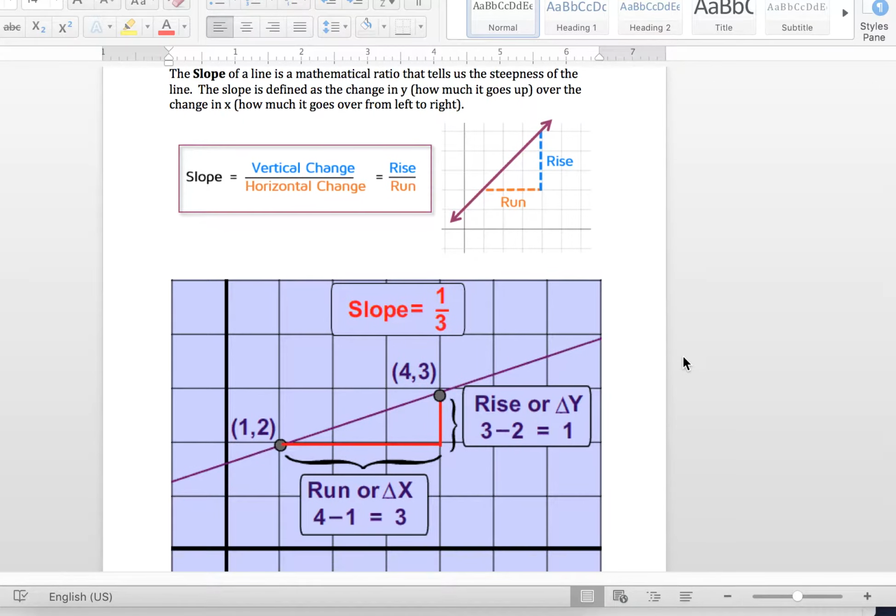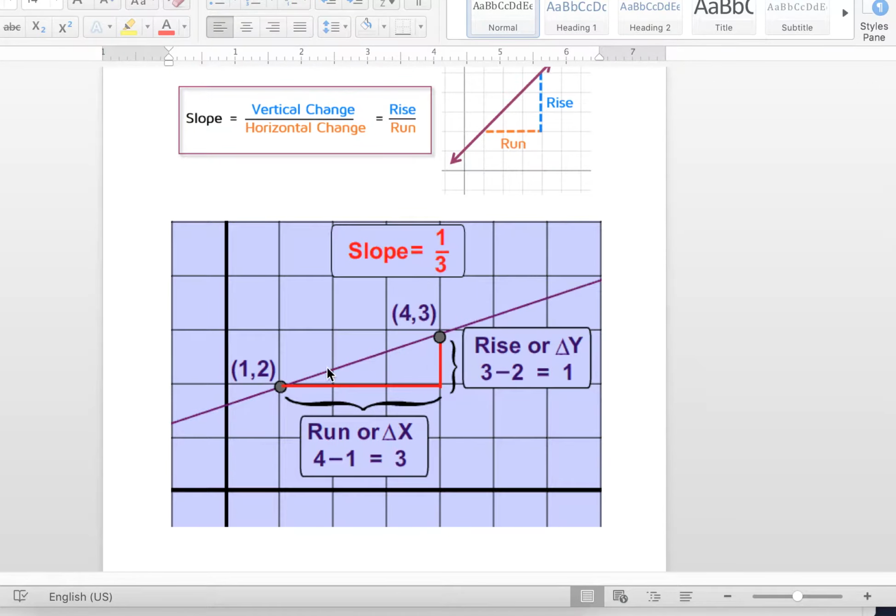So here we have an example of a line that goes from (1, 2) to (4, 3). So the rise, the vertical change, is positive 1. It goes up 1. And the horizontal change is 3. It goes over 3. So the slope of this line would be 1/3. Now for practical purposes, the rise could be positive or negative. But the run, if we're reading the line from left to right, will always be positive.